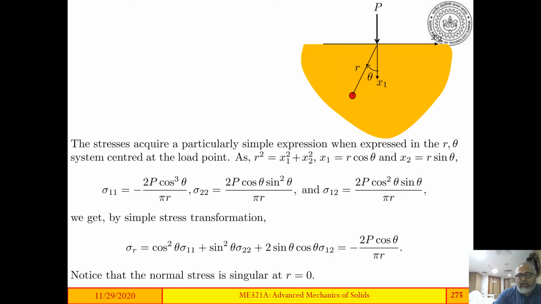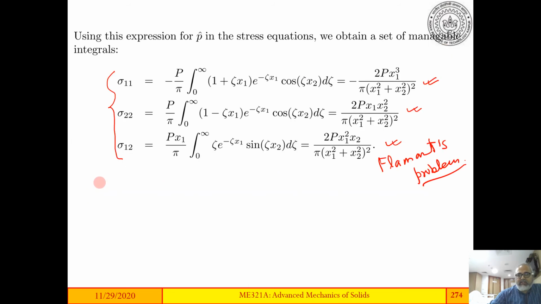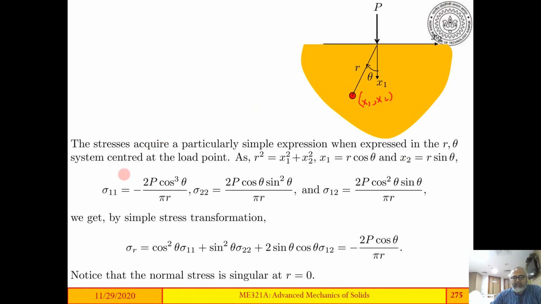I'm not finding the displacements, but now in the Flamant problem, if we define r theta coordinates like this, so r for any point x1, x2, this is r and theta is the angle measured from the x1 axis, then this sigma 11 and sigma 22 and sigma 12 can be represented in terms of r and theta as this and this.